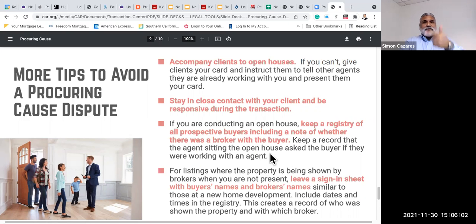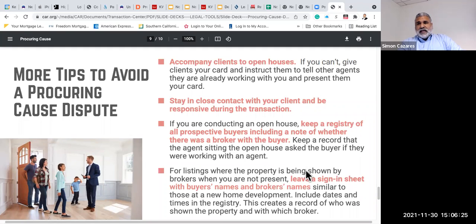As long as you have those elements, right? The buyer representation agreement, you gave them a stack, and all that is going to be part of the complaint that you're going to file, the summary that you're going to file. That way, the weight of information that you have is more compelling, and they can see that from your side. Stay close in contact with your clients and be responsive during the transaction.